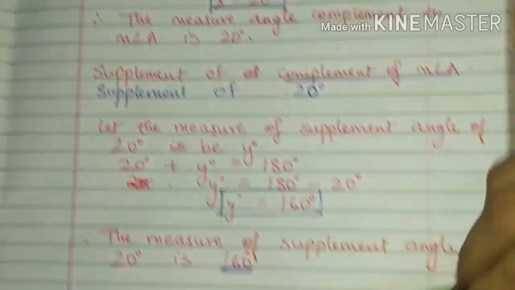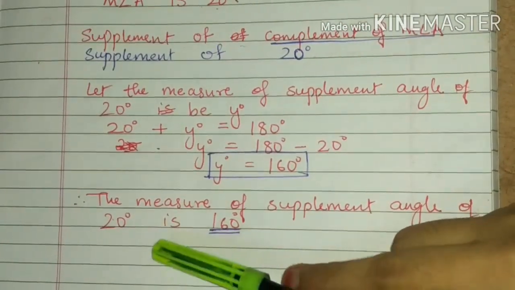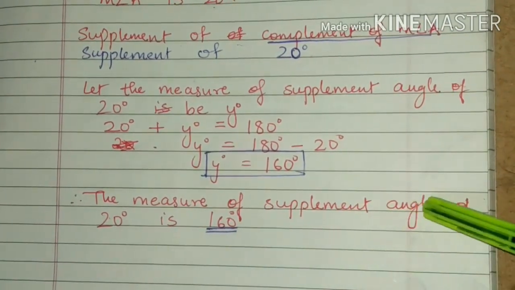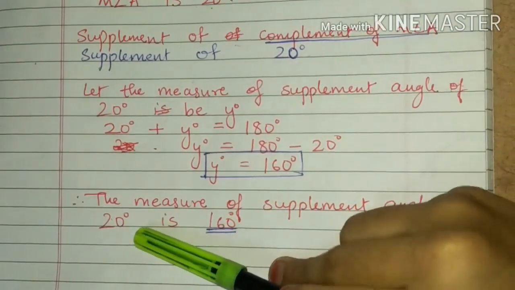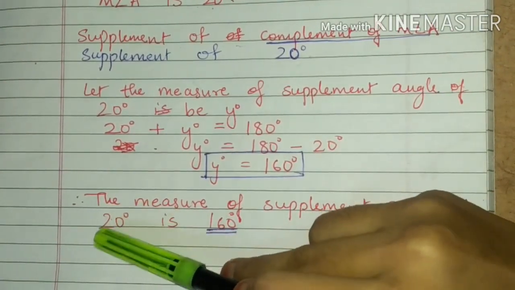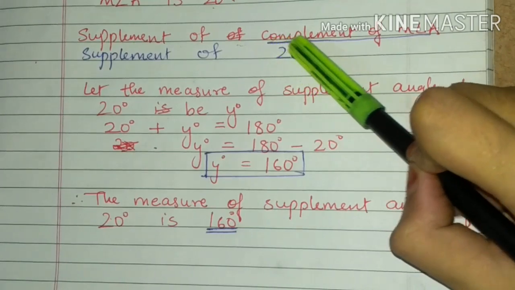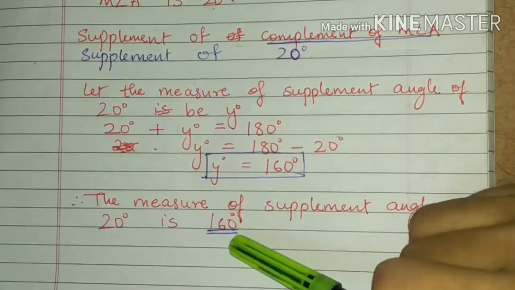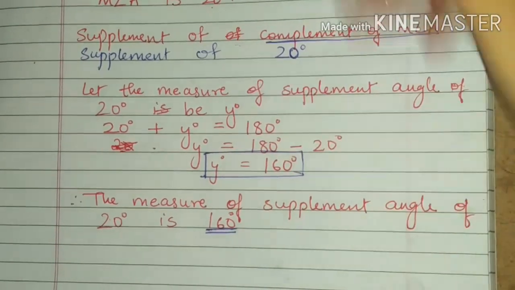Okay, so just a concluding statement. The measure of the supplement angle of 20 degrees, that is the complement, here you can write as complement of measure angle A. See, the supplement of the complement of measure angle A is 160 degrees.